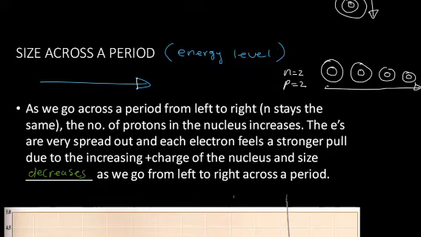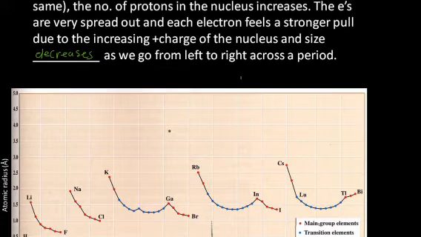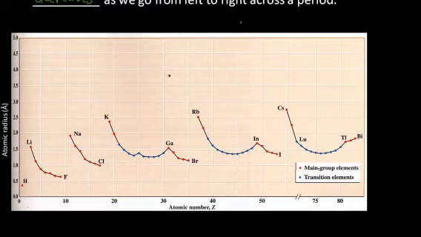If you check here, you will see a graph showing the trends of atomic radii, or atomic size, as we move across a period. These lines that are drawn are across a period.